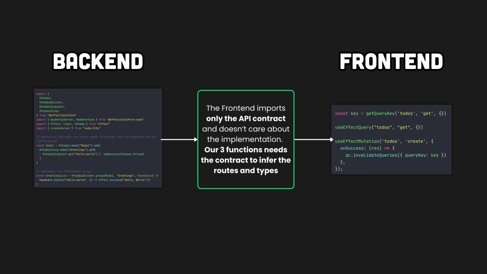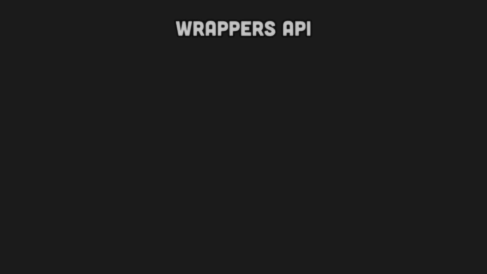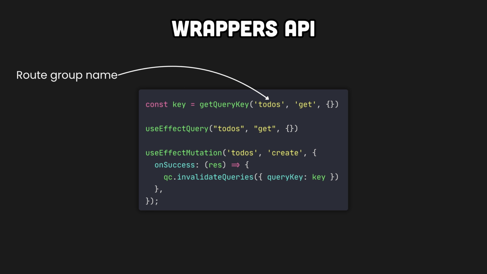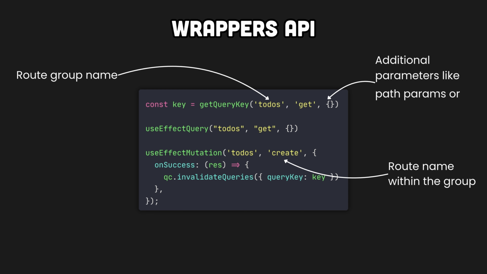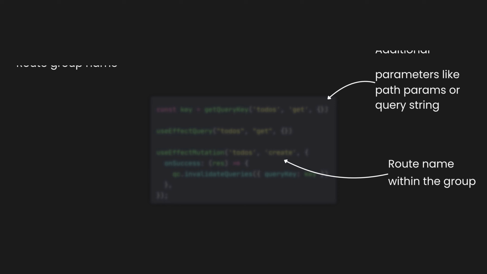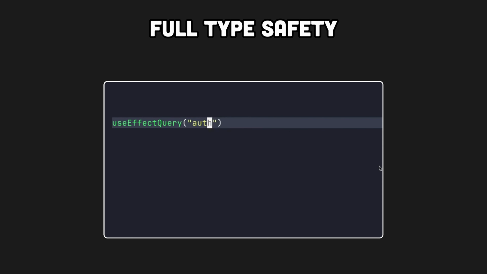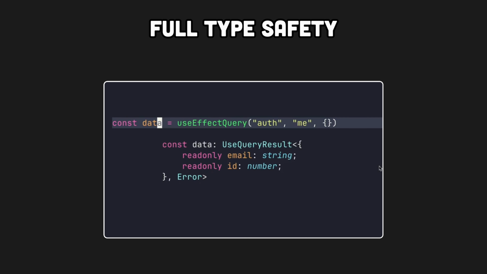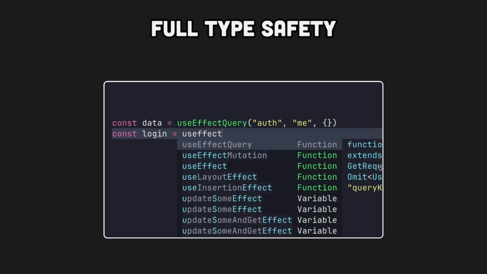Our three functions will have the following API. They take as first parameter the group name. As their second parameter, they take the name of the route within the group. And lastly, they take as input the parameters such as the path or query params. UseEffectQuery and useEffectMutation support all options from Tanstack like onSuccess and onError. They will also be fully typed, meaning that you get autocompletion for all group and endpoint names, as well as params and JSON body for mutations.